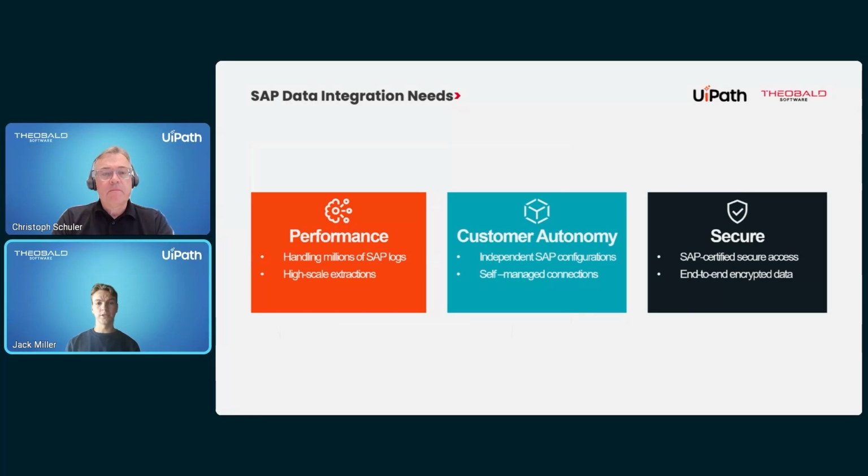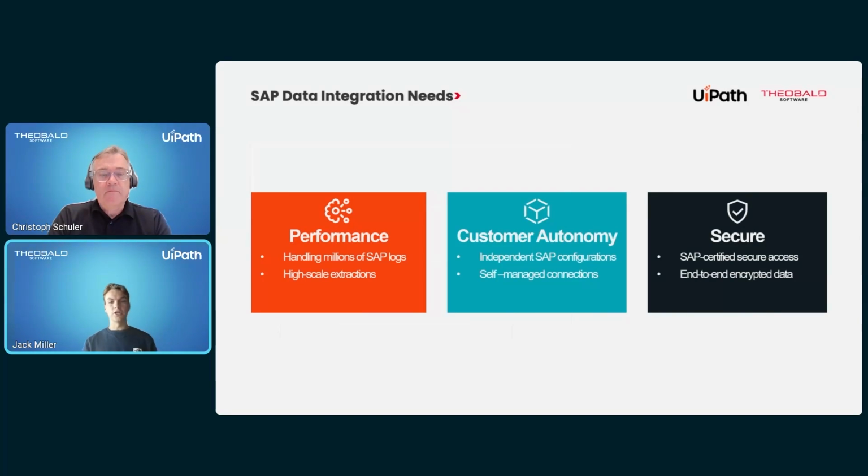Next is also customer autonomy. We need our customers to be independent within their SAP configurations and have self-managed connections. We don't want our customers relying on us to help them configure their connections to their SAP or their other source systems. We need that to be very autonomous so that they can be self-service in getting started with the process mining product and overall decreasing that time to insight. That is a metric that we track from UiPath process mining.